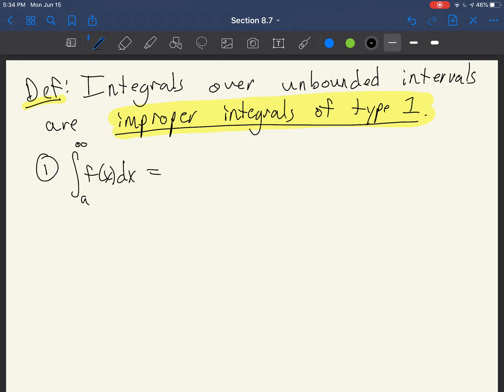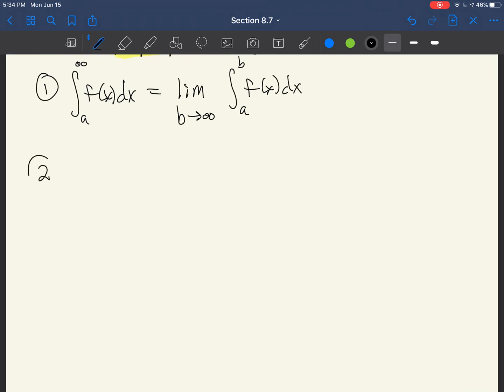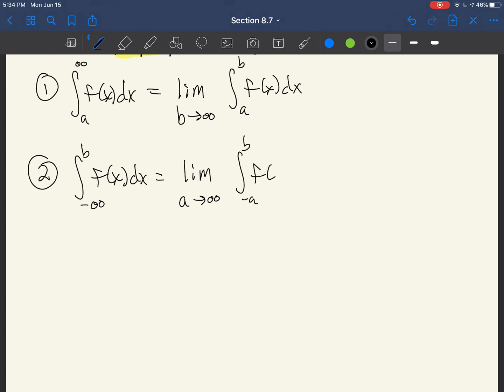So examples of these, we have the integral from a to infinity of f of x dx. The way we deal with this is exactly what I wrote above. We take the limit as b goes to infinity of the integral from a to b of f of x dx. We can also have the integral from negative infinity to b of f of x dx. And here we do the same thing. Let a go to negative infinity, and then take the integral from a to b of f of x dx.